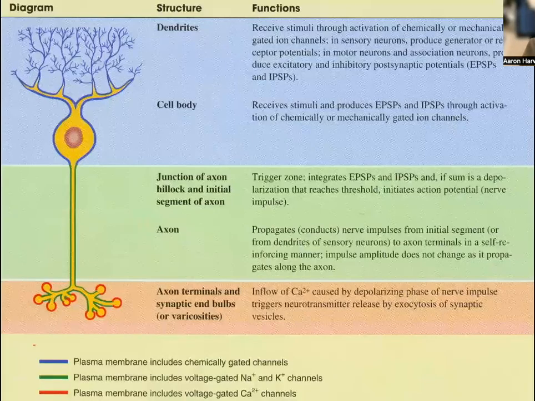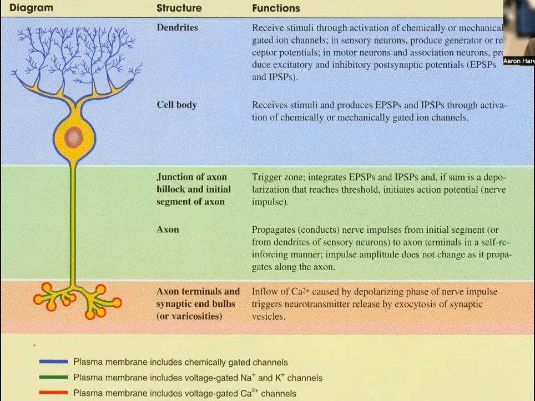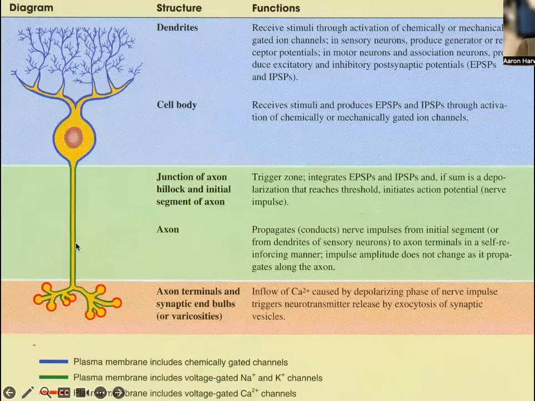And the last part here is basically just putting it all together, looking at a nerve cell. So you can see here, according to the outside labeled color, the plasma membrane includes chemically gated channels within the dendrites and the cell body. The plasma membrane includes voltage gated channels within the axon. And then at the axon terminals, the plasma membrane includes voltage gated calcium channels.